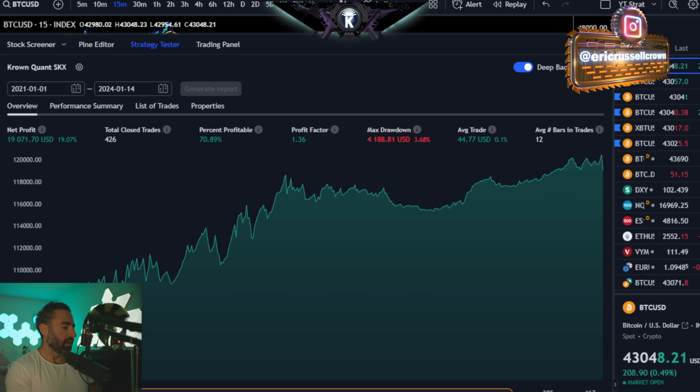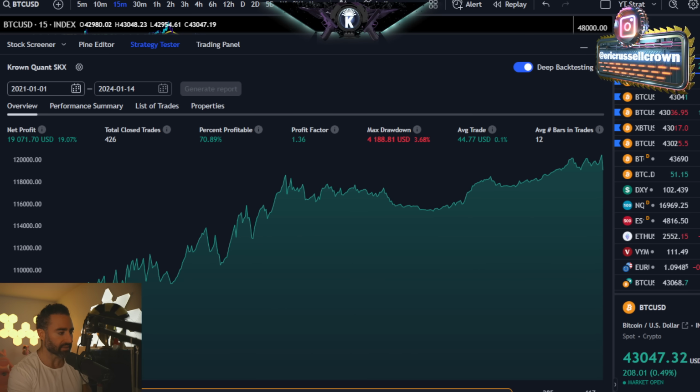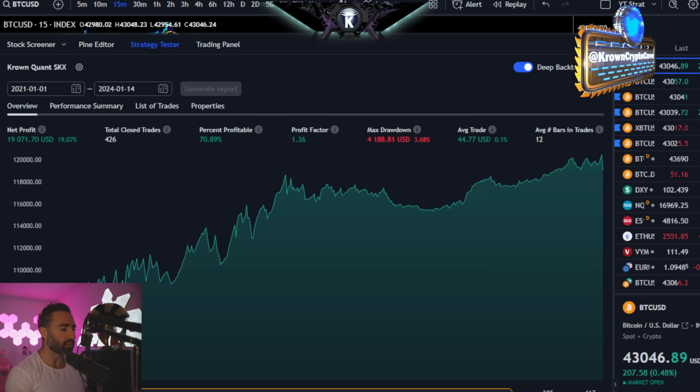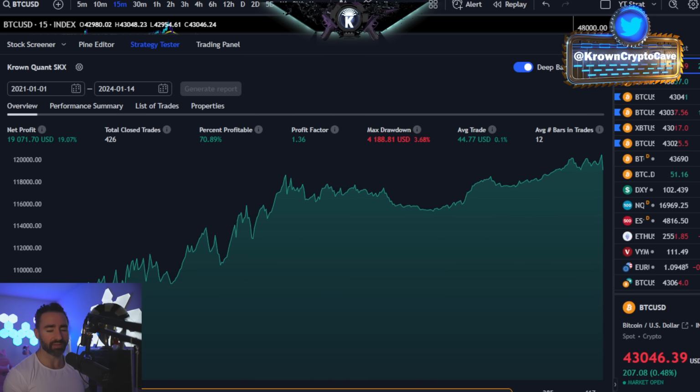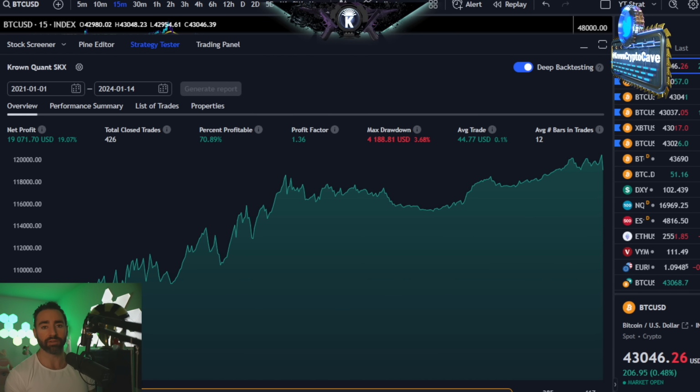So here we go. This is the equity curve over the past 3 years. This is back tested from January 1st of 2021 to current times. The reason why I picked this particular date range is because it encompasses basically all the different portions of the market cycle that you're going to run into.